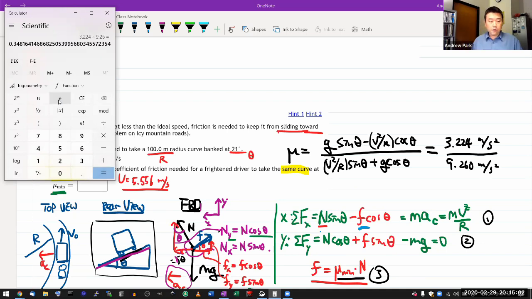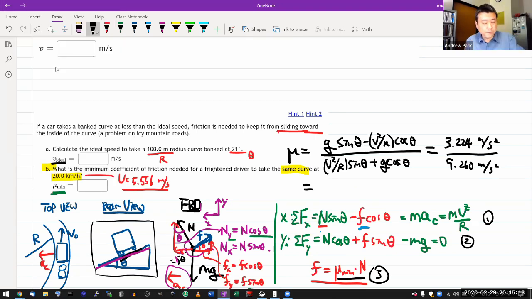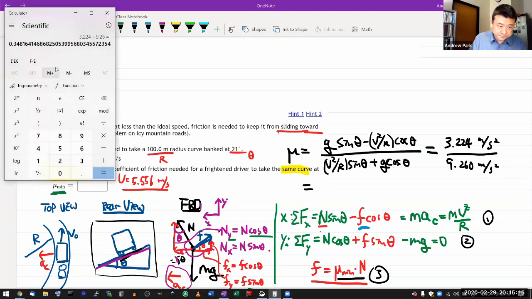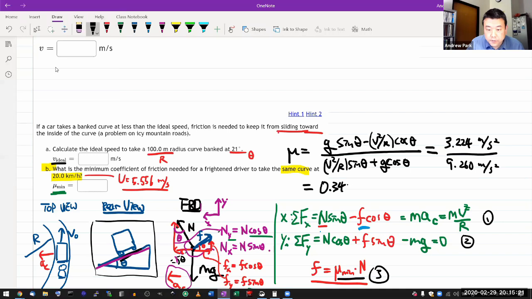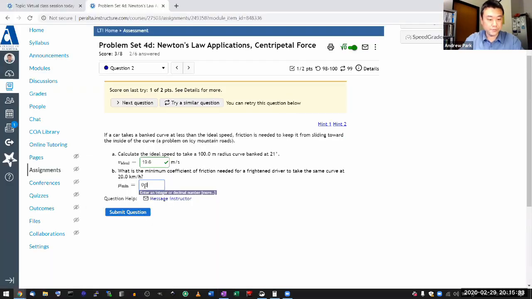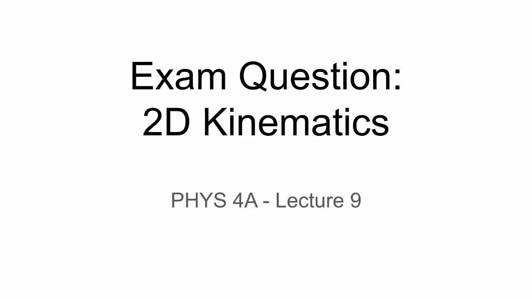By the way, if I were worried about rounding issues, then I could have used the memory storage function. But that's one of the reasons we want to fix the rounding issue, so that you can just keep 3 or 4 significant figures and you'll be fine. So 0.348. Okay, let's plug that in. 0.348. All right.